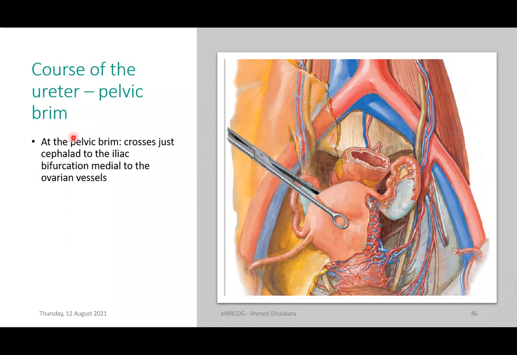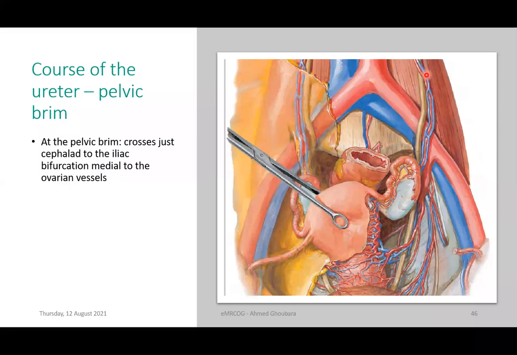So, course of the ureter at the pelvic brim. The course of the ureter is complex because the ureter changes direction three times with the ovarian or gonadal arteries. At the pelvic brim, it courses just lateral to the internal iliac bifurcation, medial to the ovarian vessels. This is the pelvic brim, this is the aorta, this is the common iliac, external iliac artery and internal iliac artery. This is the obturator artery. So where's the ureter? This is the ureter, and those are the ovarian artery and vein.